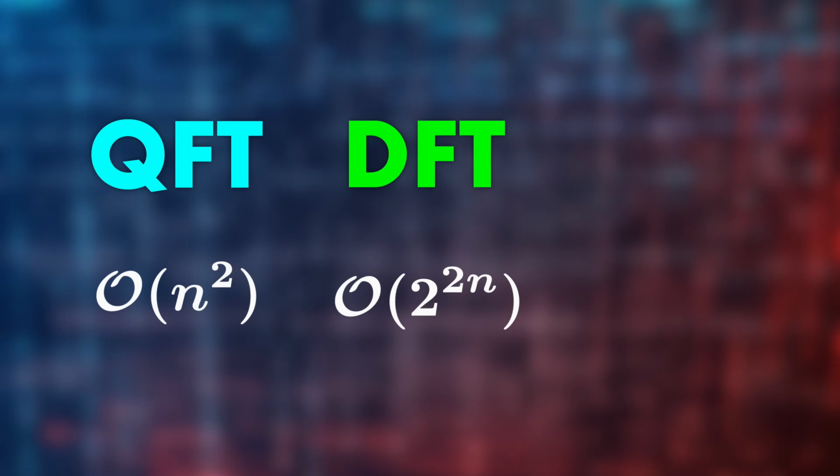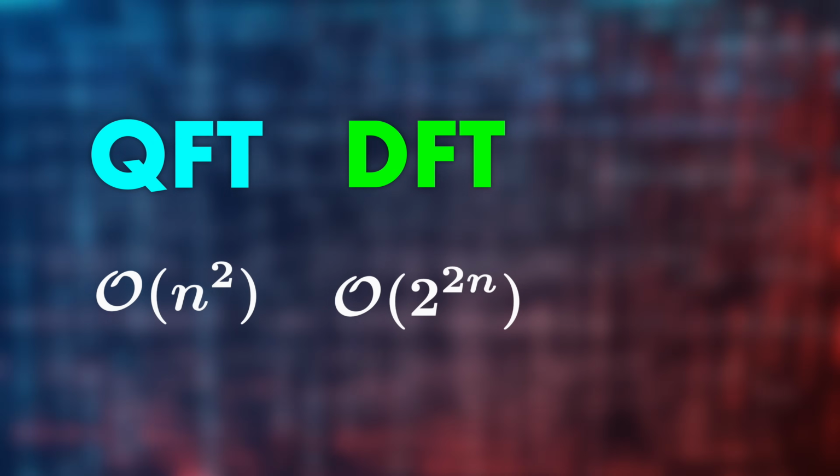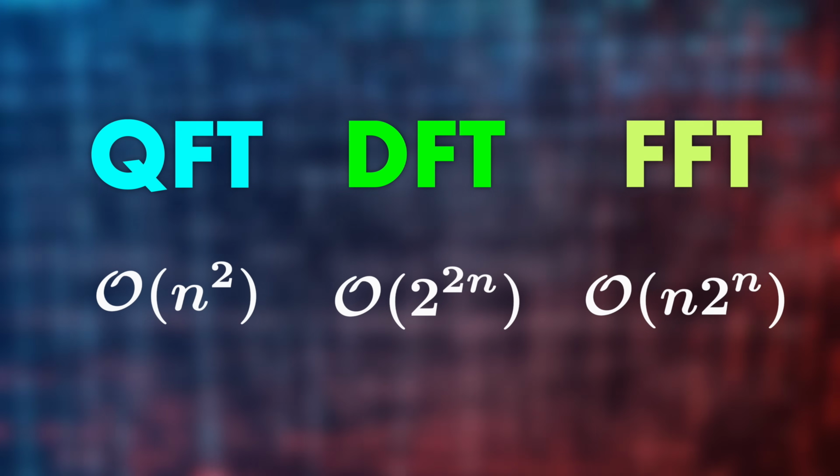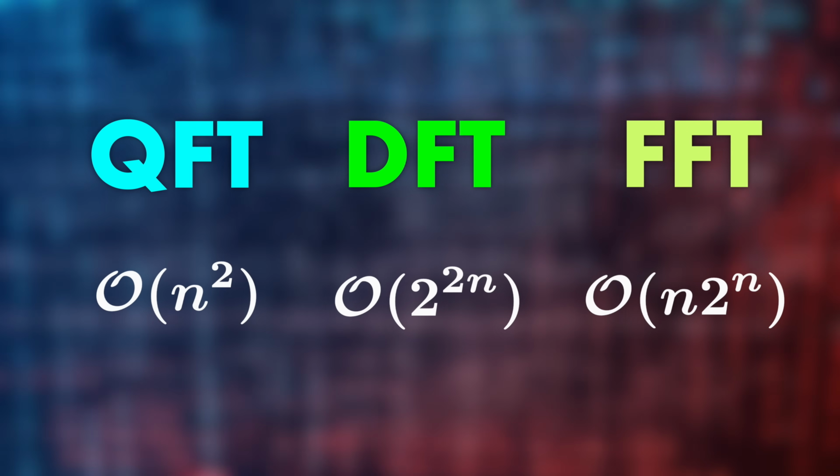And this is another significant fact of the QFT, because the classical discrete Fourier transform requires on the order of 2 to the 2n operations, and even the famous fast Fourier transform requires on the order of n times 2 to the n. So the QFT is exponentially faster. Unfortunately, there is a caveat here.